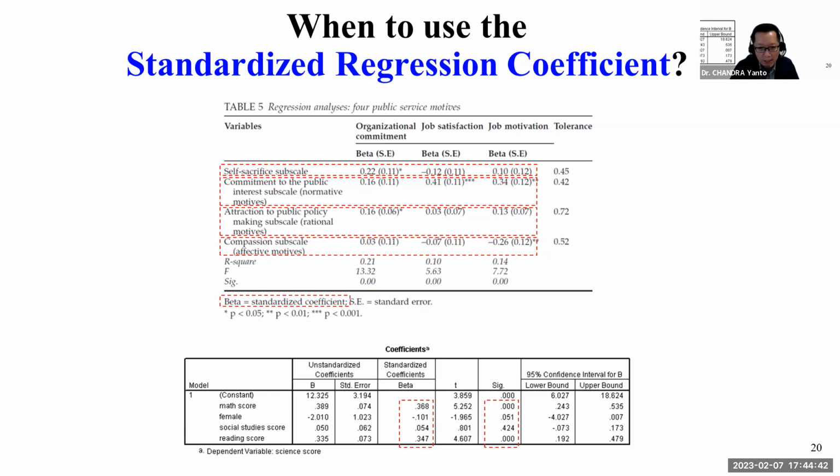But look at the social studies score, it is 0.54 and it's not significant. So it could tell us that someone's test result in social sciences or social studies has nothing to do to explain or to predict the science score.